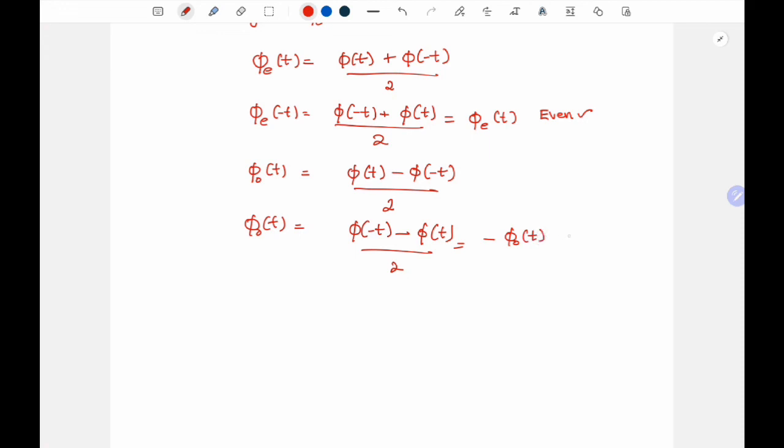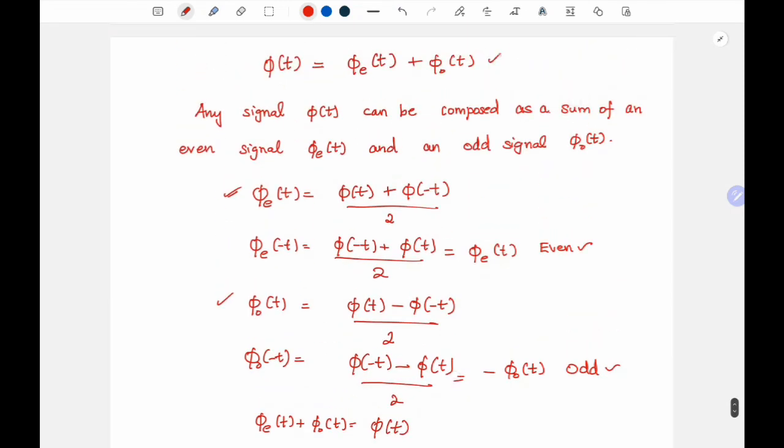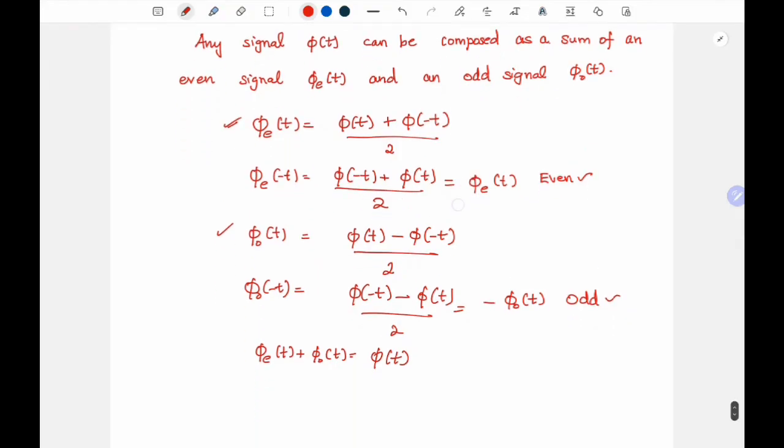Now if you try to add phi e of t plus phi o of t, the second term is going to cancel and the first term is going to add up, right? Sorry, this is minus t here, right? And if you just take the sum of these two, the second term is going to get cancelled and the first term is going to add up and you will get phi of t. So this is what we wanted to prove, right?